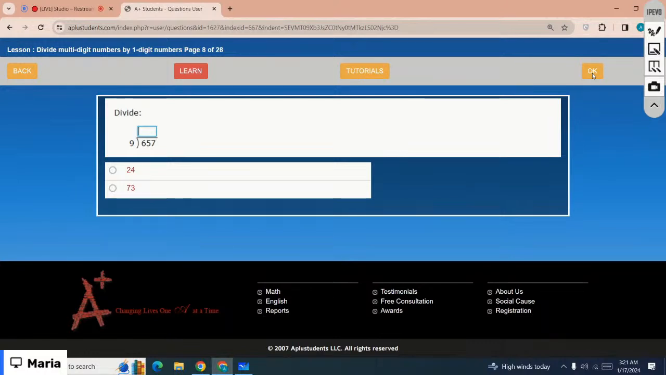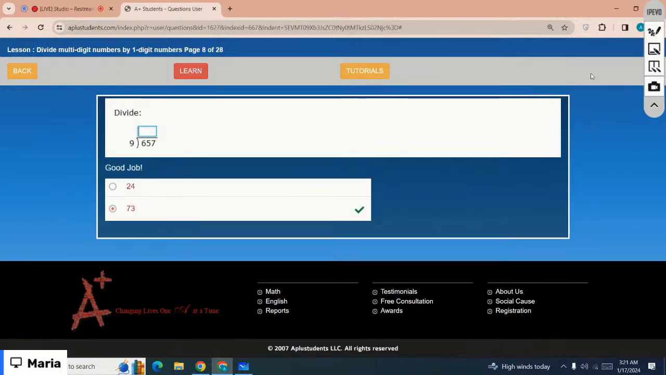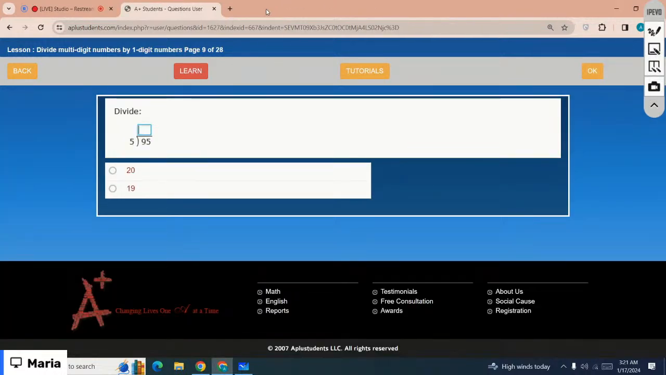Which is the correct option? Yes, that is 73. The correct option is 73, right? Okay, you can complete the lesson by yourself later today. Let's just move on to our next lesson.